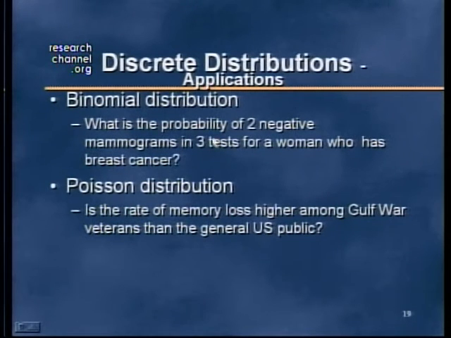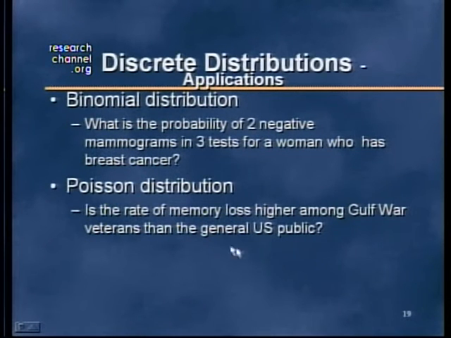So suppose that you had either a positive or a negative result on a mammogram for a woman. And one considers that from year to year, over the course of 3 years, the three tests were independent of the previous test. The binomial distribution is the type of distribution that could be used in answering the question of what's the probability of two negative mammograms over the course of three tests over 3 years in a woman who has breast cancer. So one might look at whether the test result is positive or negative. We know that there's a sensitivity and specificity associated with each of these tests. And the binomial would allow us to answer this question.